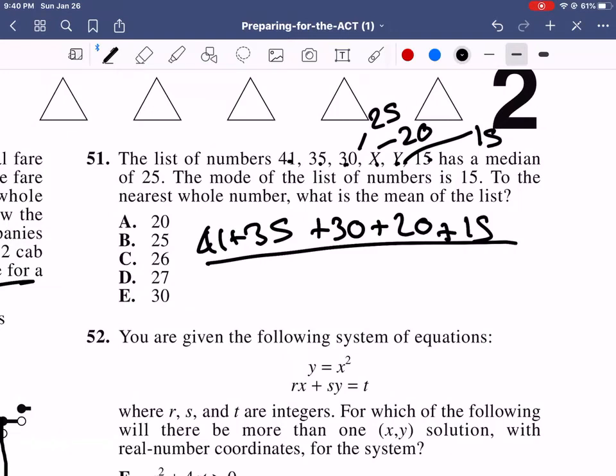If you plug that in, oh, sorry, not 6. Wait, yes, 6. Wait, not 6. Yes, 6. Okay, whatever. 6. Plug that in. What do you get?